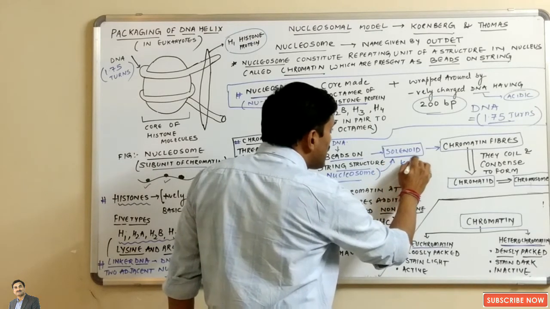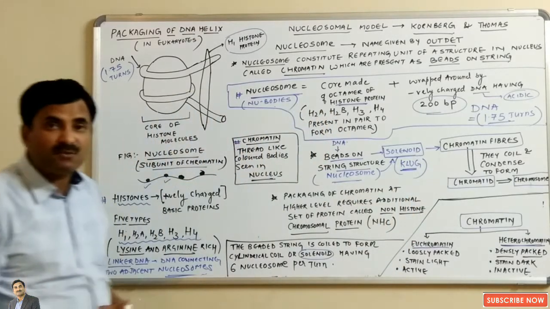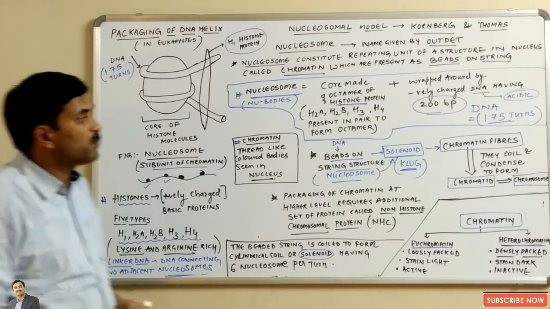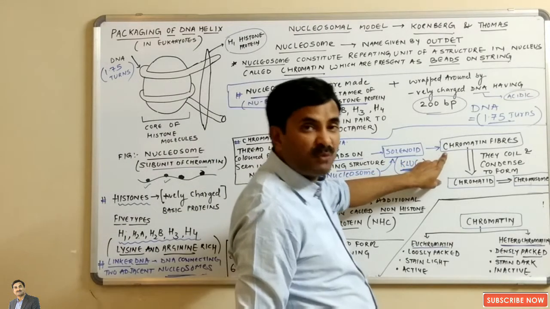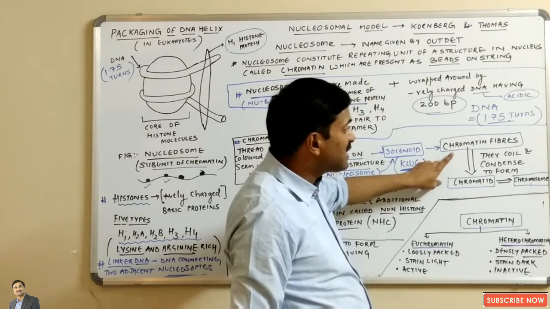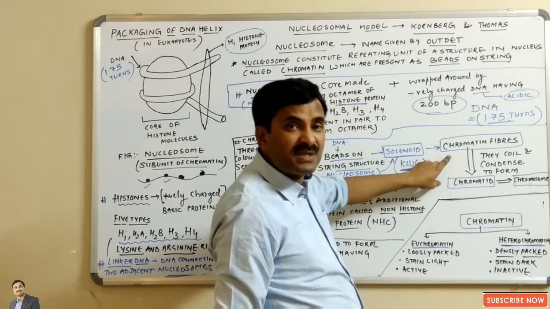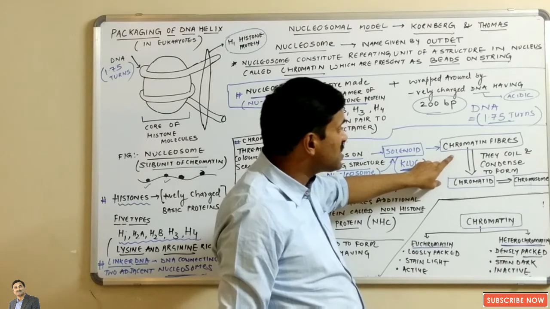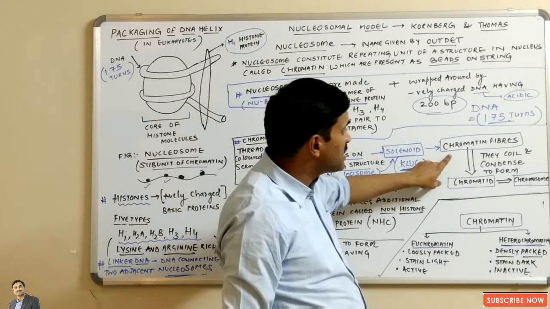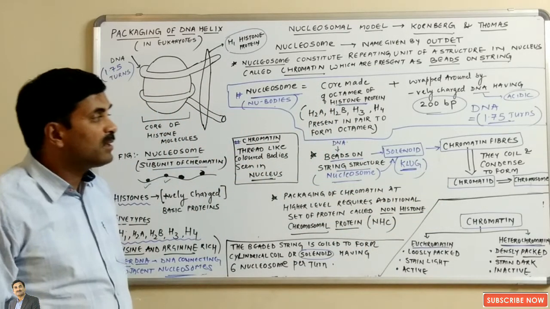The information about the solenoid was given by a scientist whose name was Klug. Now, this solenoid forms chromatin fibers, and these chromatin fibers coil and condense during cell division. At the metaphase stage of cell division, the chromatin fibers form chromatids, and from the chromatids what are formed?